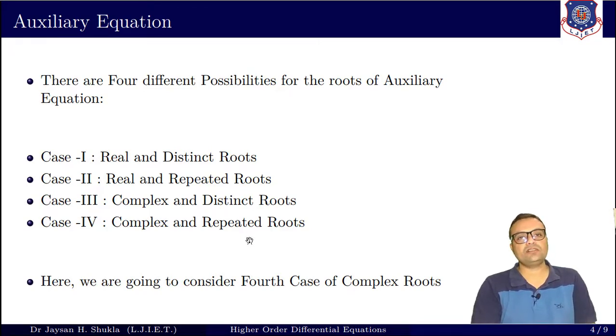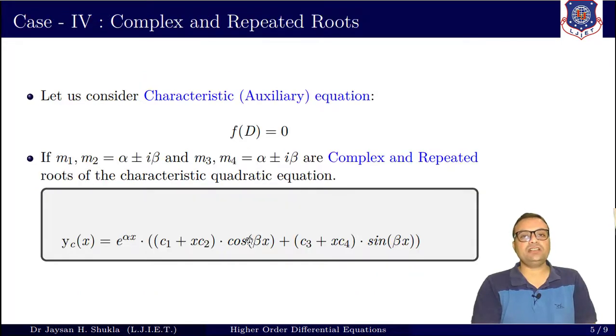So let us go through the general process for this type of situation. For instance, if the characteristic equation f of D equal to 0 gives m1, m2 as alpha plus or minus i beta and m3, m4 as also alpha plus or minus i beta, that means this equation has these 2 complex pairs which are repeated. In such cases, the complementary function will take this form.